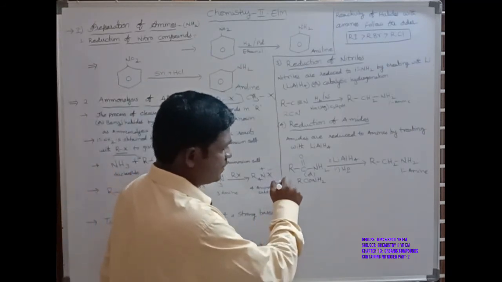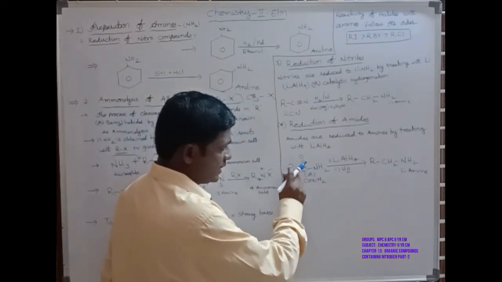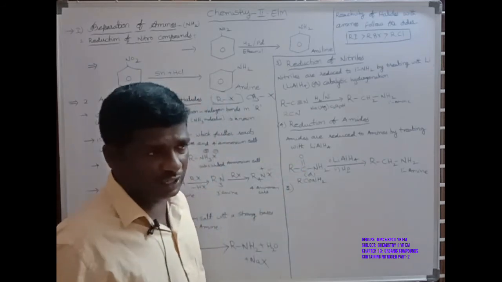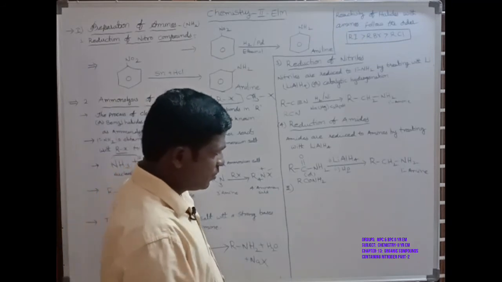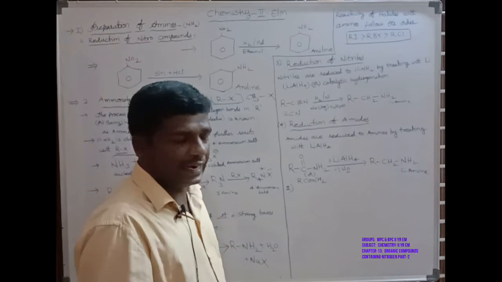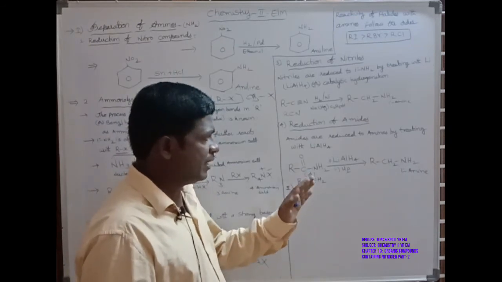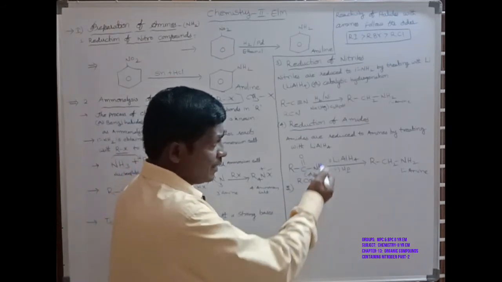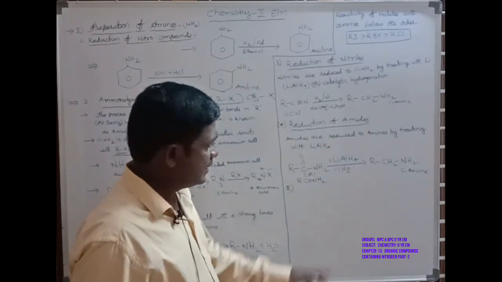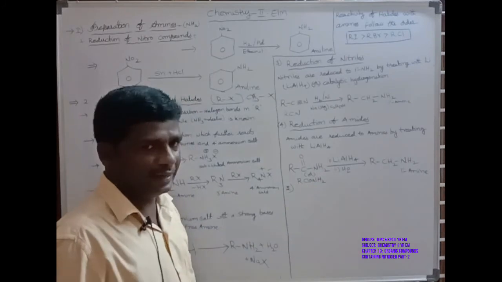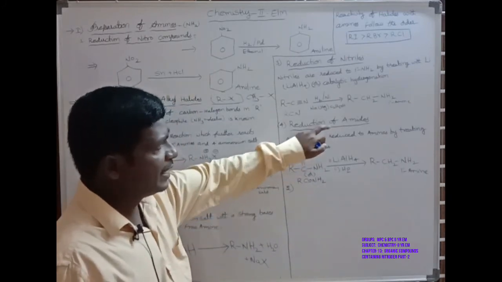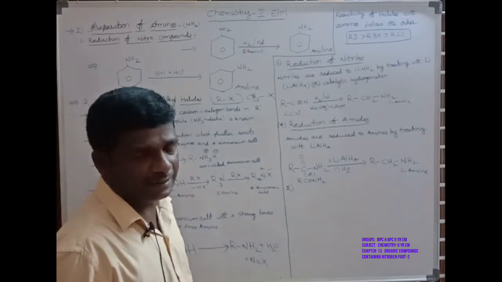For example, RCONH2 is also called the amide functional group. The amide functional group is reduced by addition of hydrogen and removal of the oxygen atom, by treating with lithium aluminum hydride catalyst. Then the primary amine forms. That is called reduction of amides.